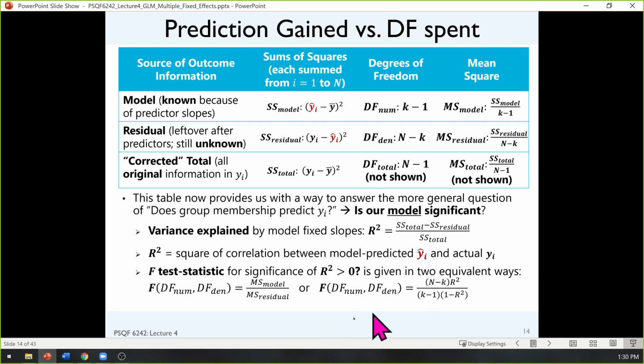So F you can think of as a transformation of R squared. There's a formula right here for that. Or you can think of it as a ratio of what you know to what you don't. And it's a significance test for the model. So F gives you a p-value that allows you to answer the question, did we explain more variance than is expected by chance? And is the correlation between y hat and y significant? That's what F tells you.